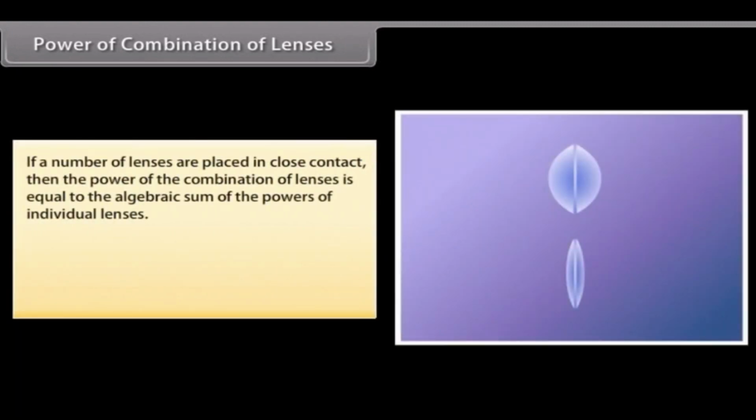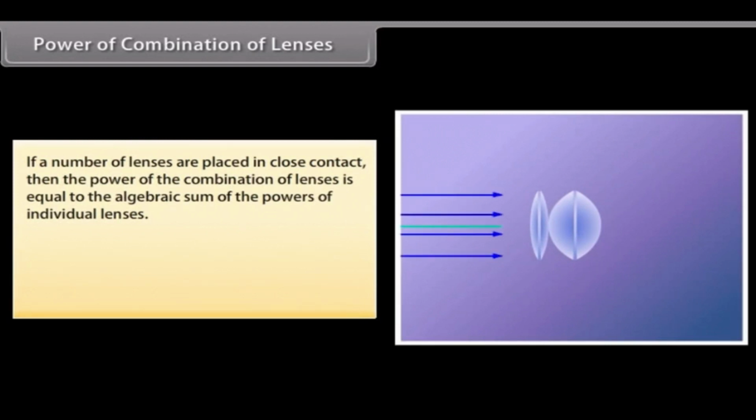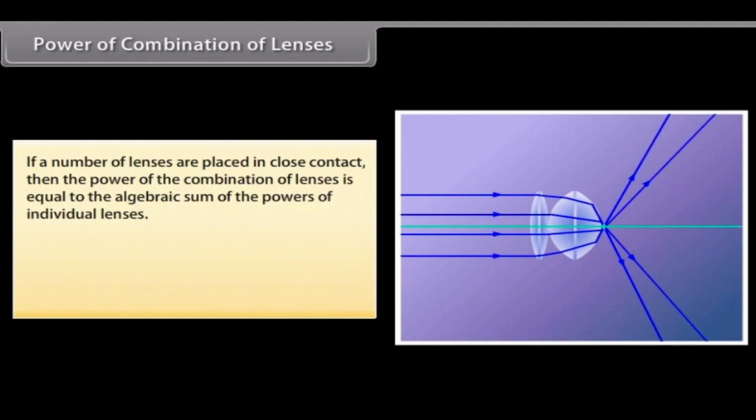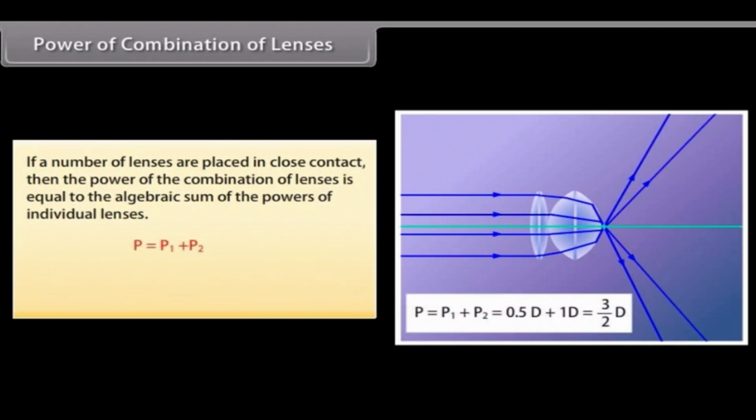Power of combination of lenses. If a number of lenses are placed in close contact, then the power of the combination of lenses is equal to the algebraic sum of the powers of individual lenses. P = P1 + P2. The SI unit of power of a lens is diopter. It is denoted by the letter D.